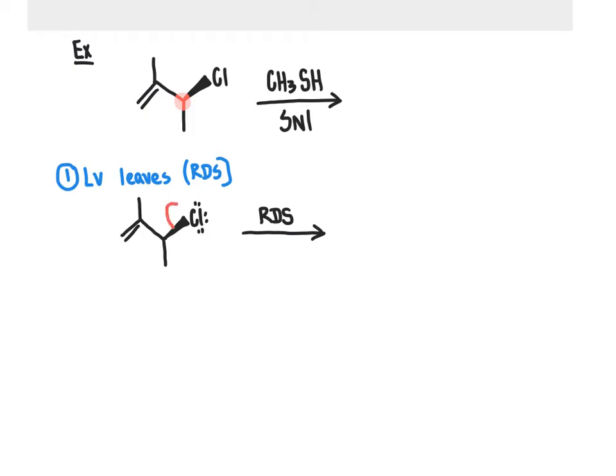We show the electrons from the covalent bond coming over and going on to the chlorine, and we will go ahead and write out what results from this step. So I'll have a positive formal charge right here at this carbon, and to counter that we'll have our chloride anion that results from breakage of that carbon-chlorine bond.